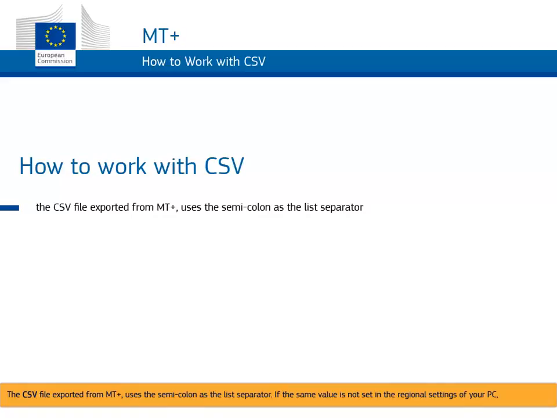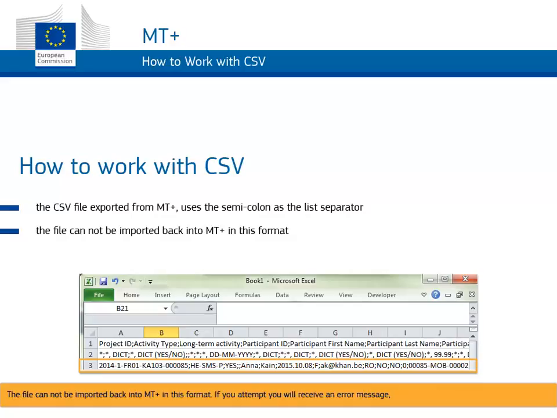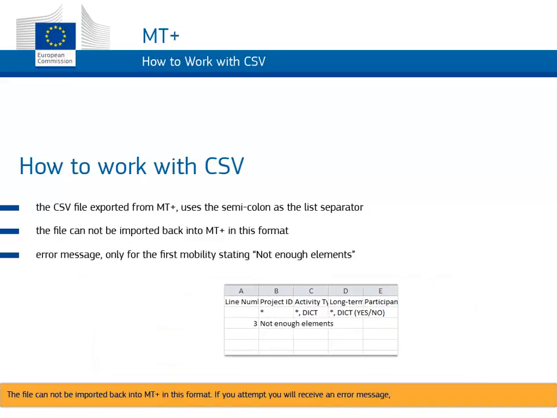If the same value is not set in the regional settings of your PC, on opening this file, the contents of each row is entered in the first cell. This makes the content difficult to read and update. The file cannot be imported back into MTool in this format. If you attempt, you will receive an error message, only for the first mobility stating not enough elements. This is the standard message received if the number of columns is not correct.